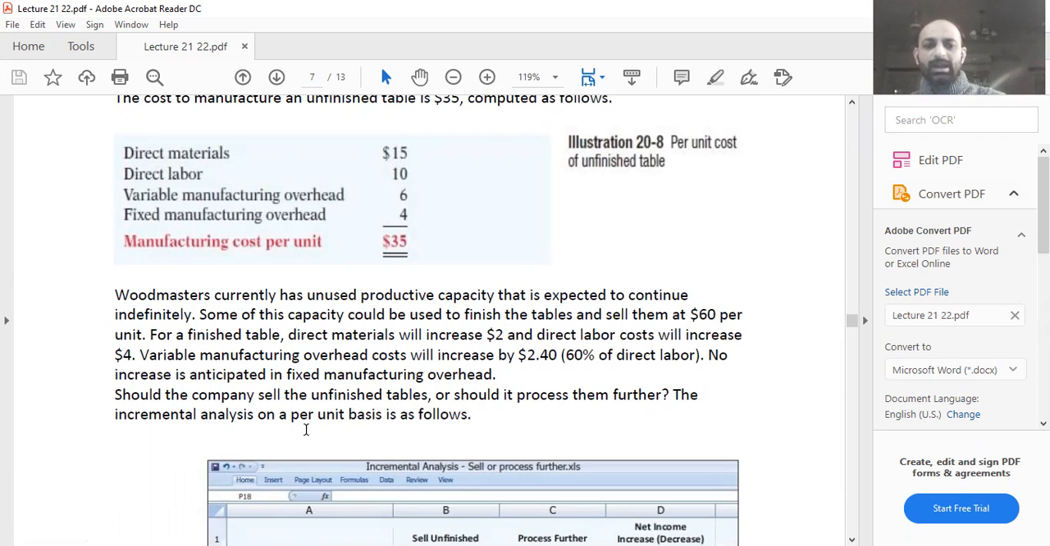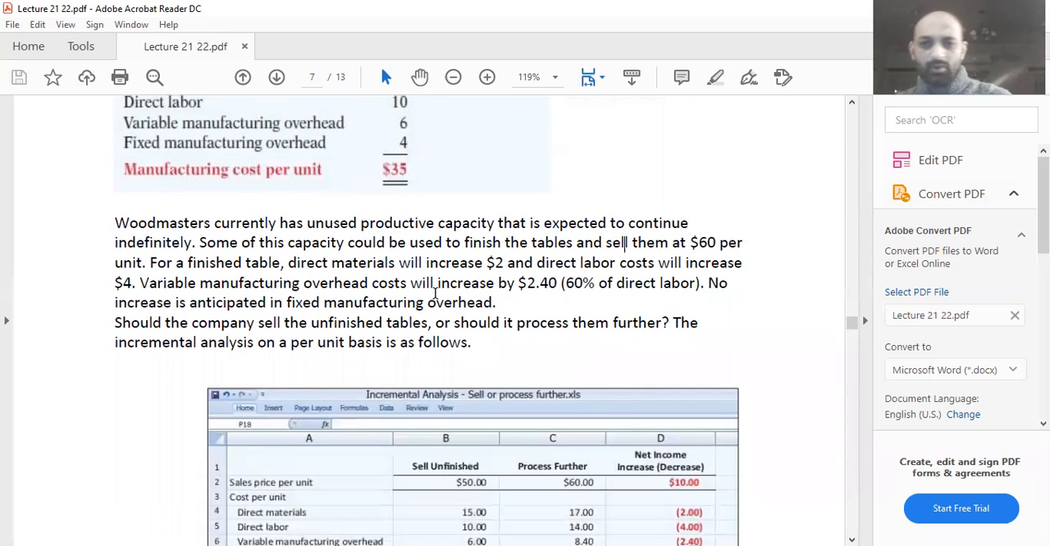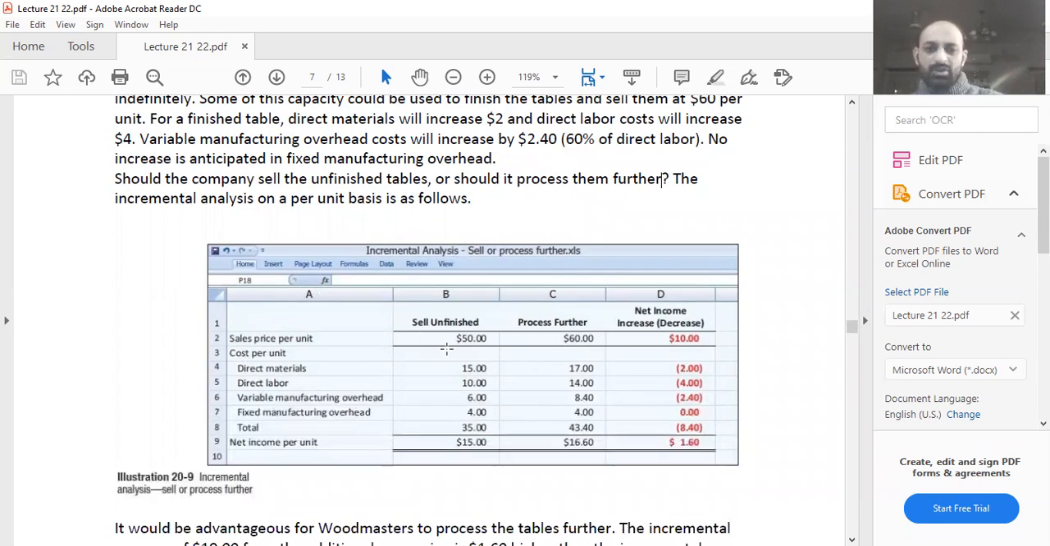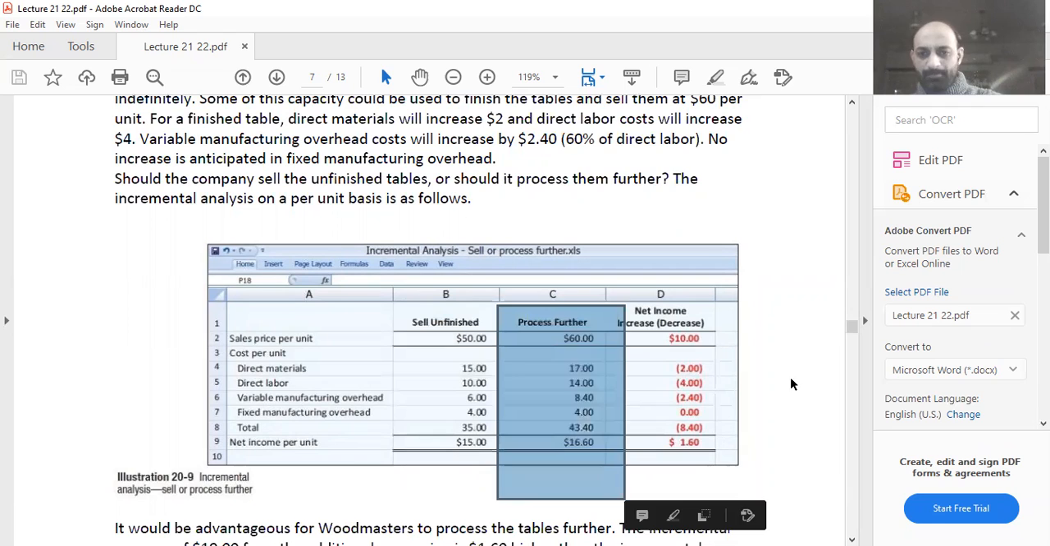The incremental analysis on a per unit basis is as follows. What they have done, this is the cost details for an unfinished table, which you can sell for $50 and the total cost will be $35 per unit. And if you finish the product, you can sell it for $60 as per the information given here, but it will be accompanied by increase in the manufacturing cost per unit as well. So now we look at the incremental analysis using the sell unfinished section and process further section.